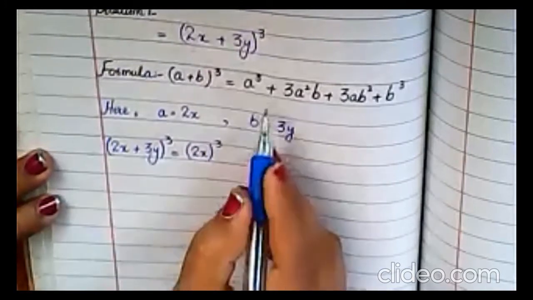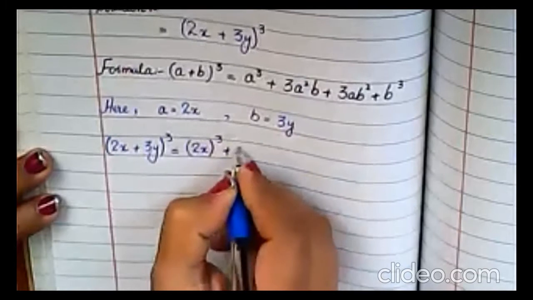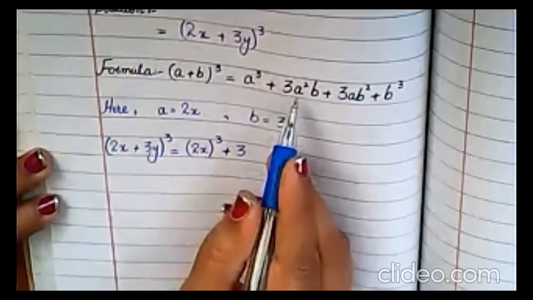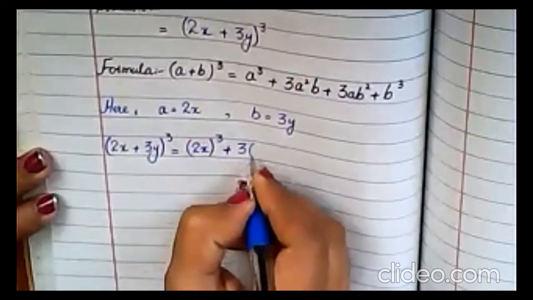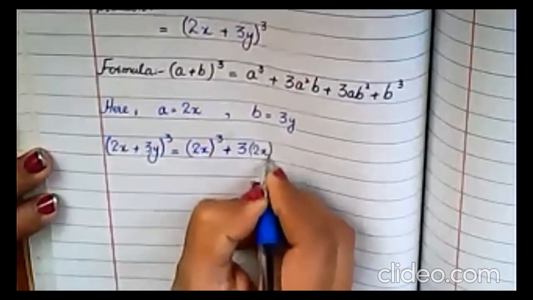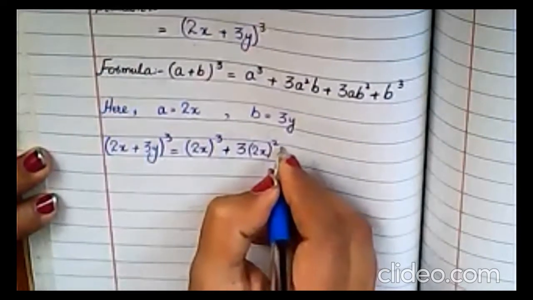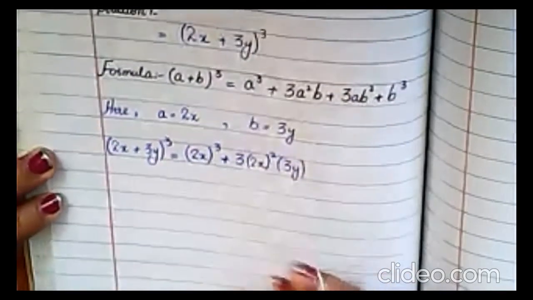Okay. Then the sign of addition. Then this 3, okay, coefficient 3. Then the variable A. What is A here? Again 2x. So inside the bracket you will write here 2x, but along with the square. Then B is 3y. So inside the bracket you will write 3y, bracket close.